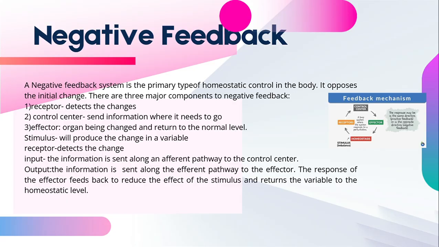The stimulus will produce the change in a variable. The receptor detects the change, then the input information is sent along an afferent pathway to the control center. The output is when the information is sent along the efferent pathway to the effector. The response of the effector feeds back to reduce the effect of the stimulus and returns the variable to the homeostatic level.